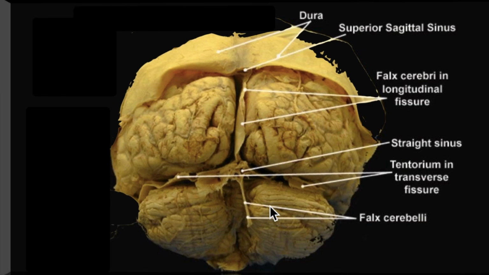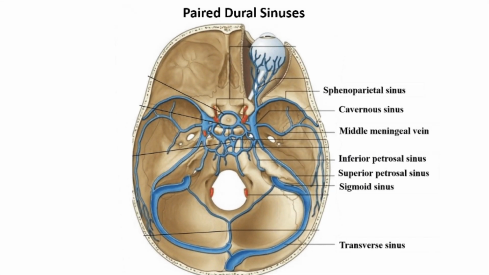Then next, the dural venous sinuses. The dural venous sinuses are nothing but the spaces between the endosteal layer and the meningeal layer. Both layers are fused with each other except at certain places, and in those places you will see these sinuses.